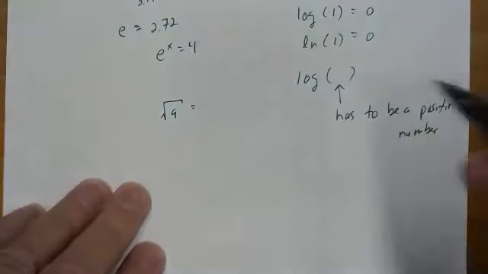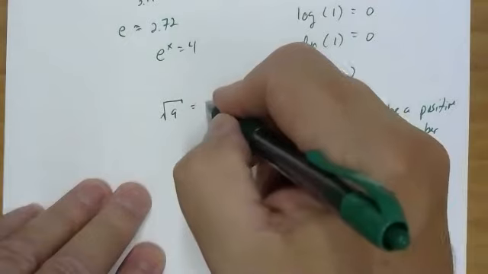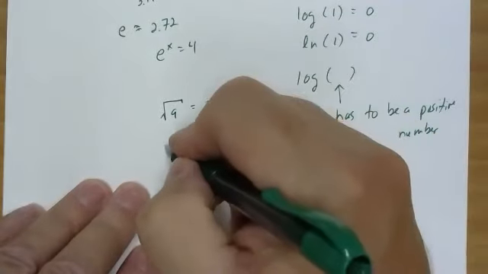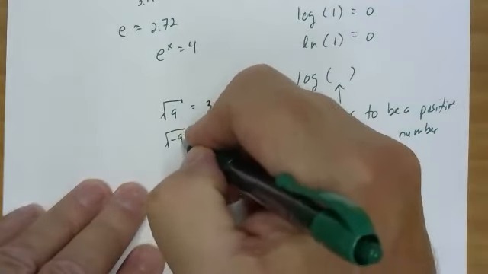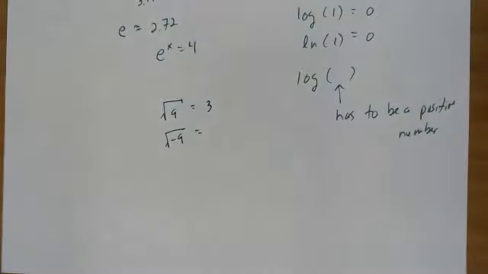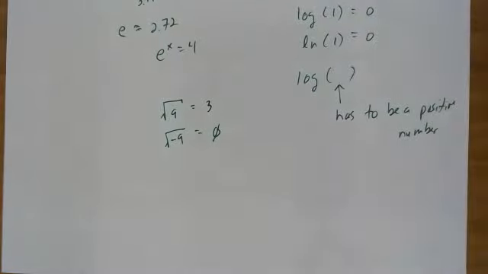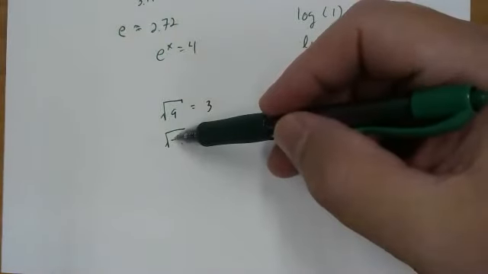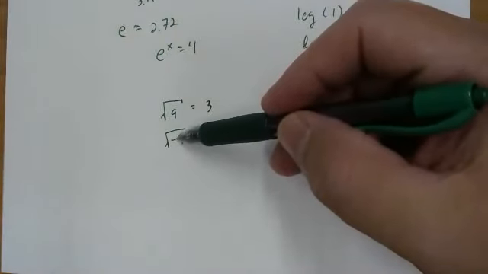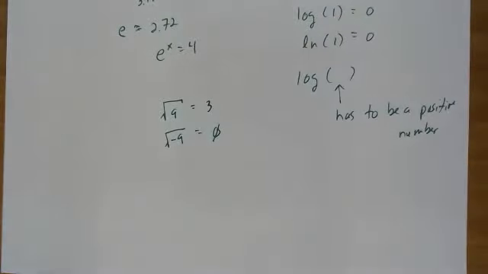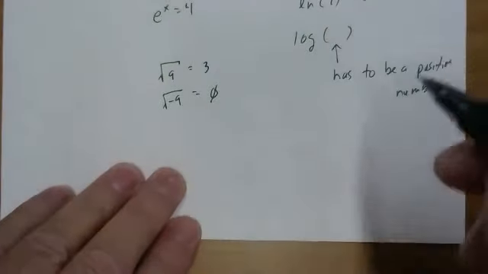Remember the rule about square roots? Square root of 9 is 3. What is the square root of negative 9? Well, it's undefined. What does that mean? That means I cannot have a negative number under a square root. It's undefined. It's impossible.